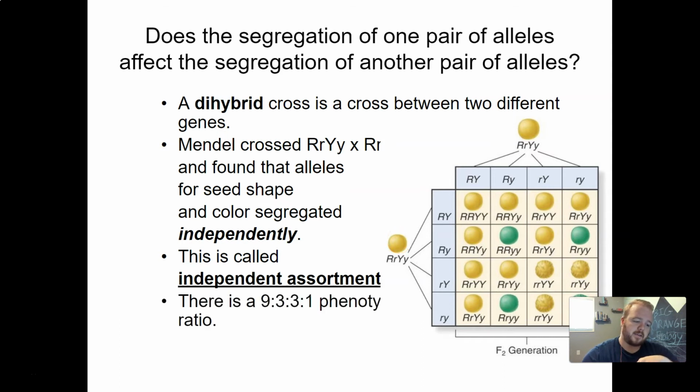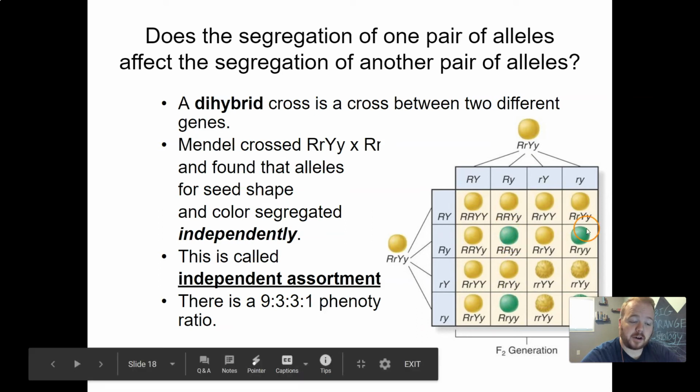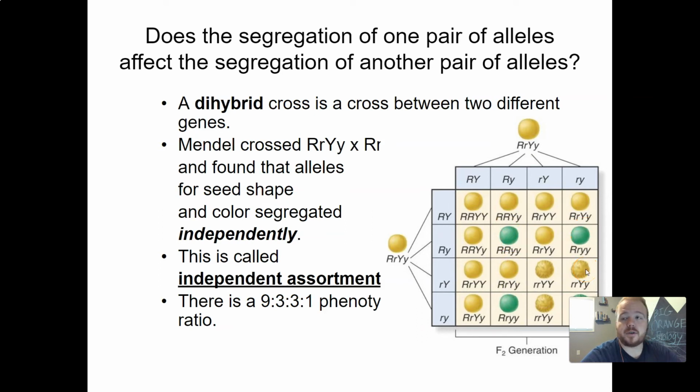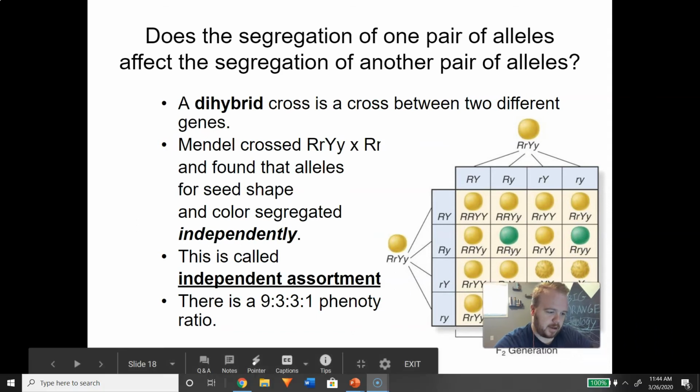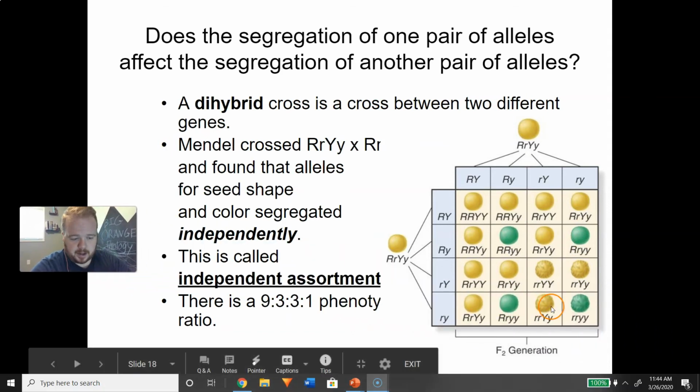And this is called a 9-3-3-1 phenotypic ratio. You can count the boxes. There's 9 boxes that are round and yellow. There's going to be 3 boxes that are wrinkled and yellow. There's going to be 3 boxes that are round and green. And there's only going to be 1 box that is wrinkled and green. And I'm going to move my face here, and you can see that. You can actually do the counting there if you wish.